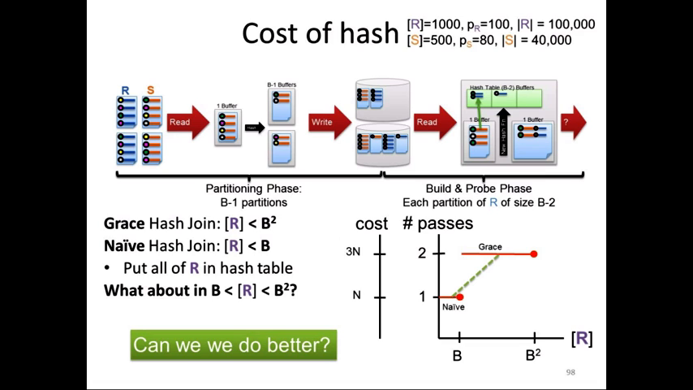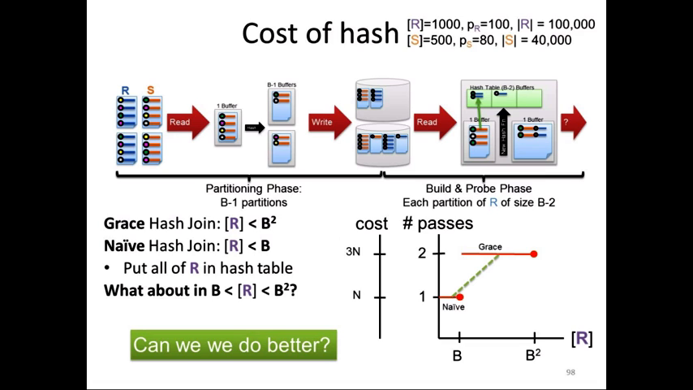If R is actually less than B, then we can directly use naive hash join. We don't need to use Grace hash join. We just put entirely R in a hash table, as we saw before. Now the question may be: what happens in between? What if R is larger than B, so we cannot use naive hash, but less than B square?